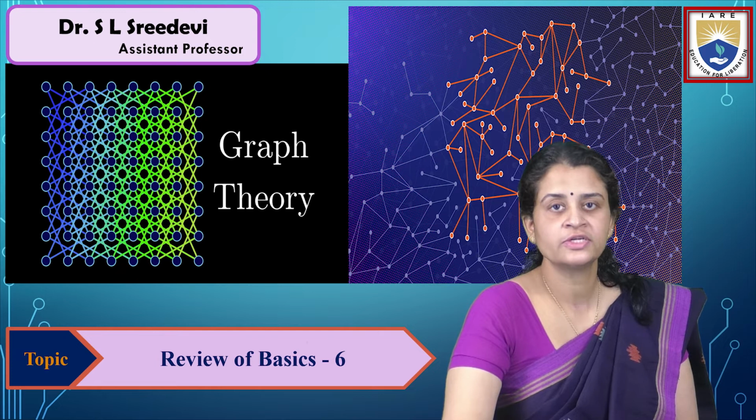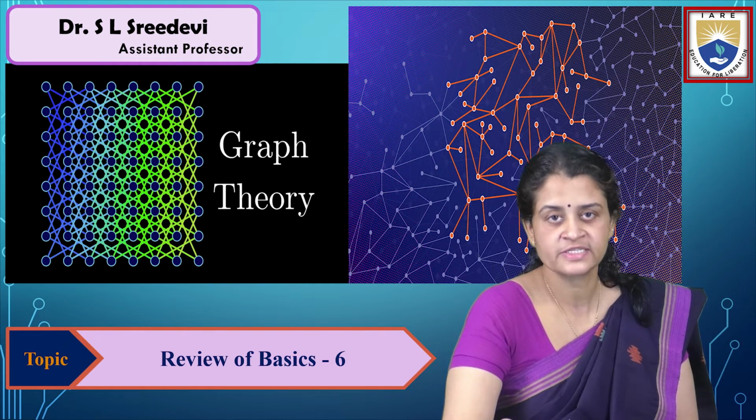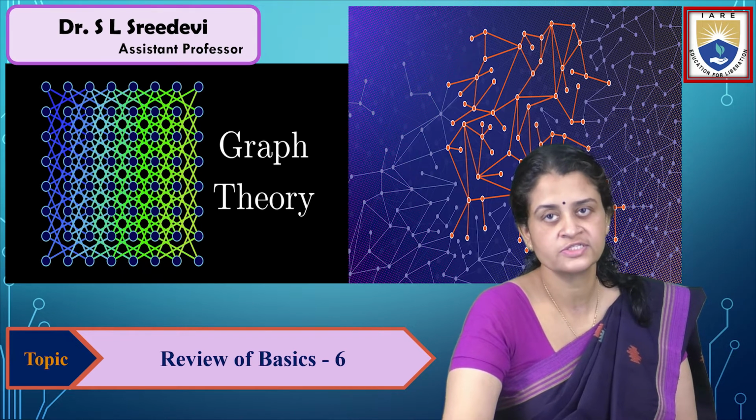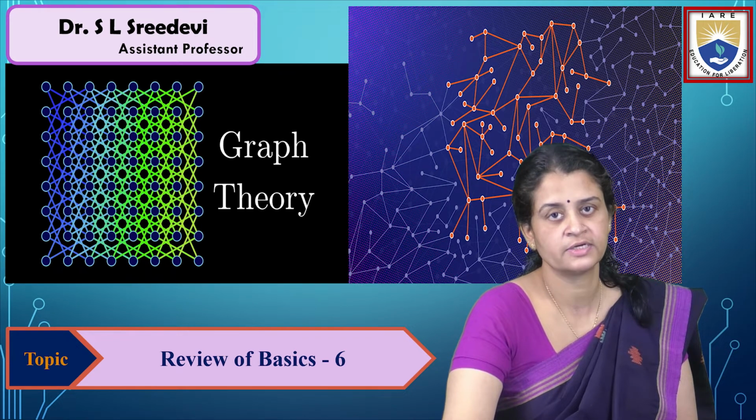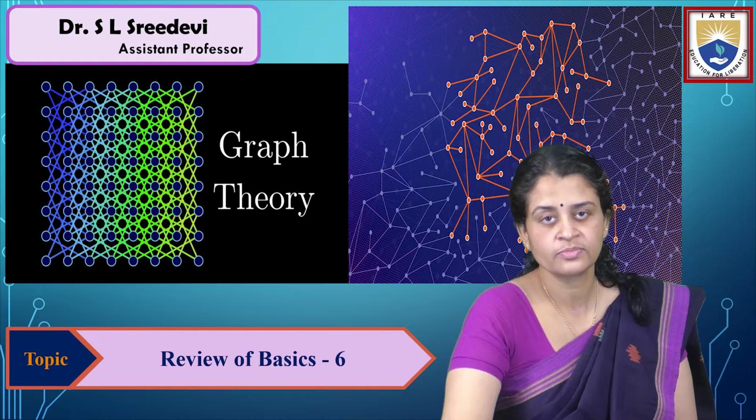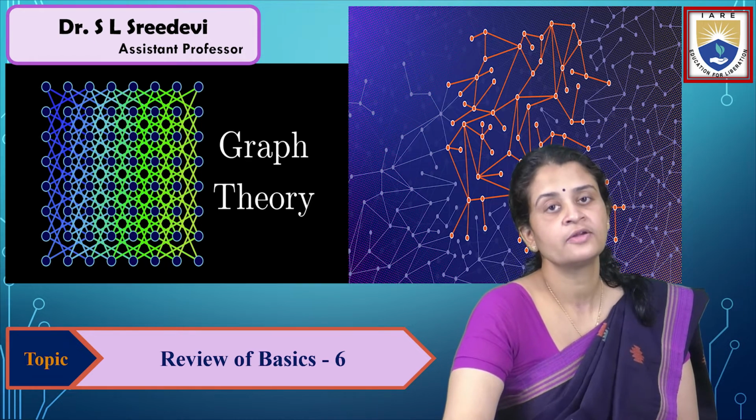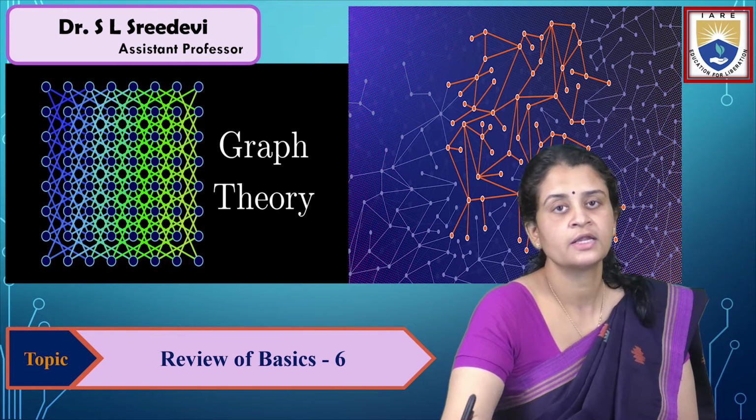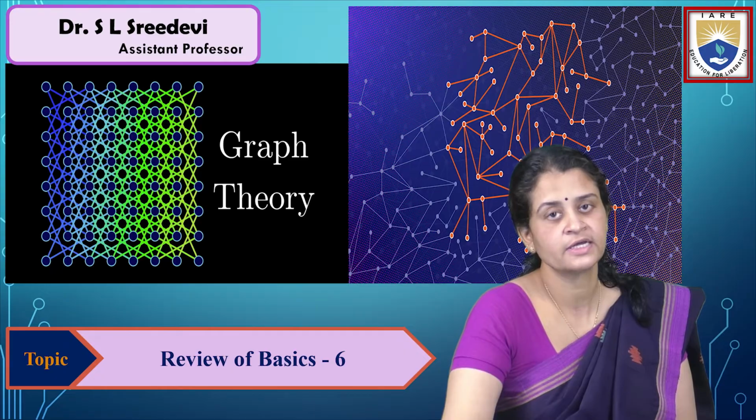Today we are going to the next session of this review of basics in graph theory. Today we are going to see what is Eulerian graph and Hamiltonian graphs. And we will be seeing some theorems associated with that. And we will see what are the conditions for a graph to be Eulerian and how a graph will be Hamiltonian. And we will be seeing the related theorems.